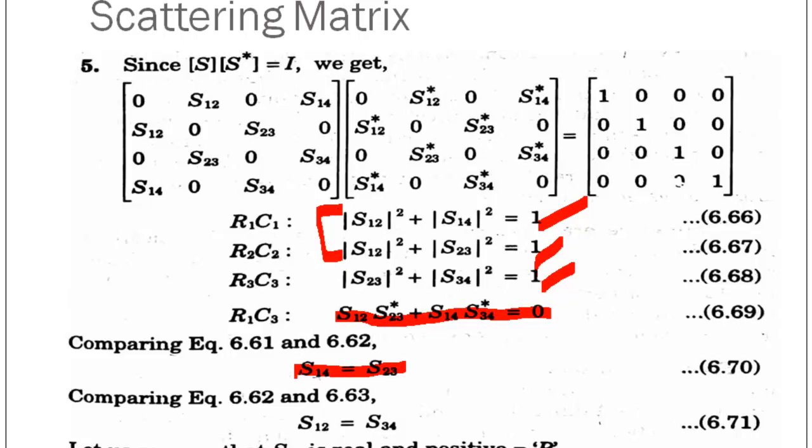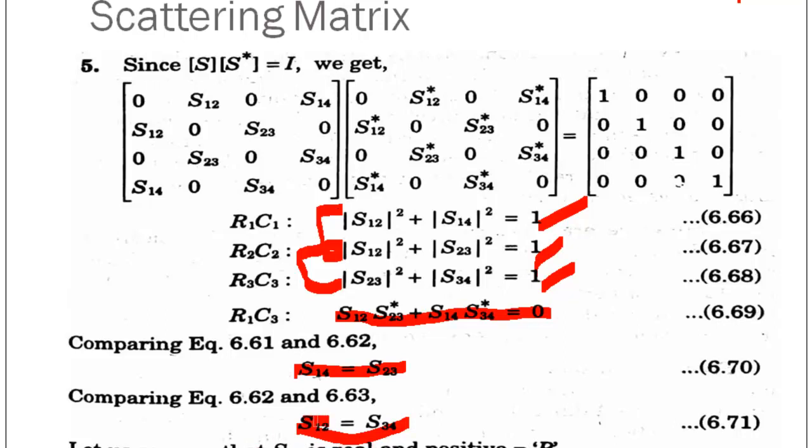Mod of S14 squared minus mod of S23 squared is equal to 0. By solving this equation, we will get S14 is equal to S23. In a similar manner, if we compare this equation with this equation, we will get this condition, right? Now let us assume that S12 is real and positive.